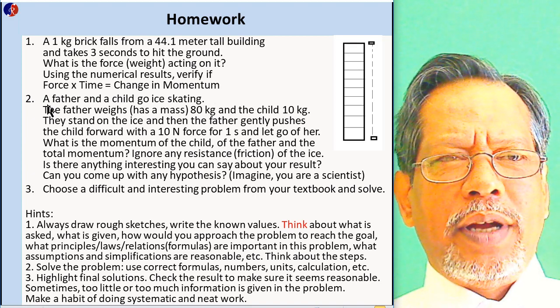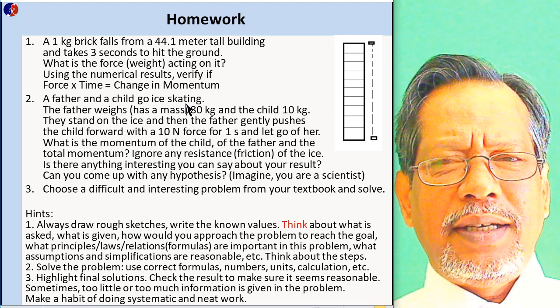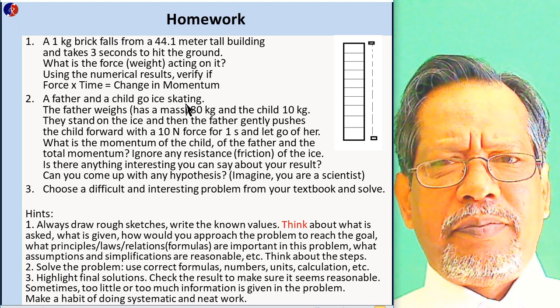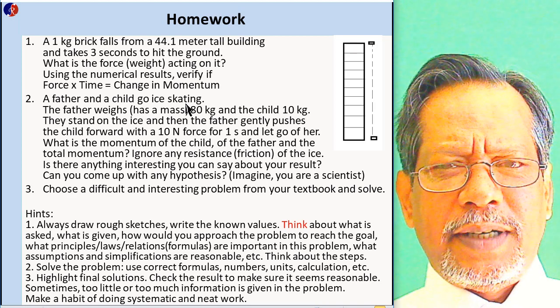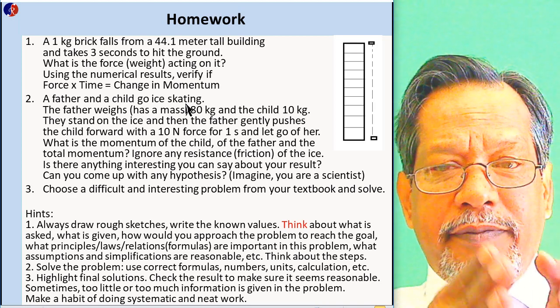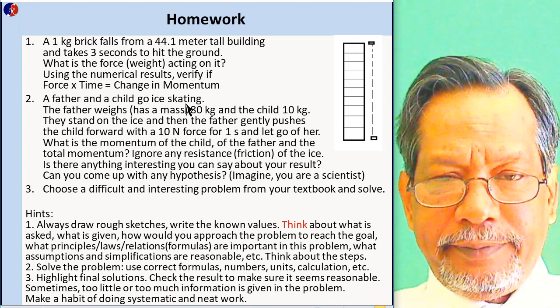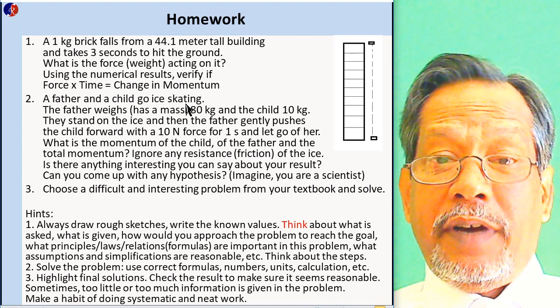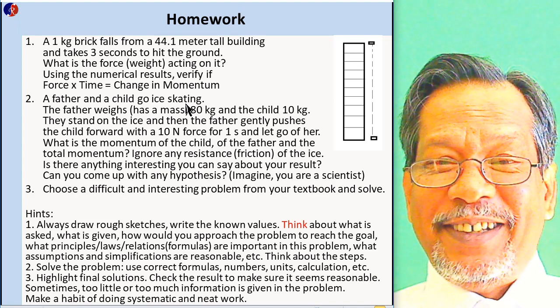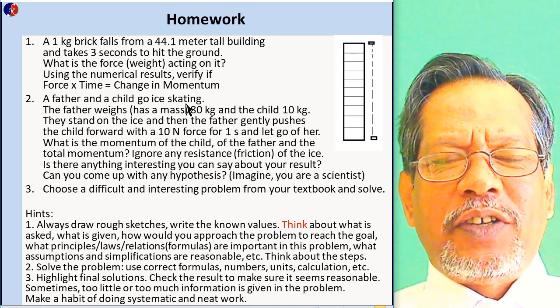Okay? The second one: a father and a child go ice skating. If you don't know what ice skating is, look it up on the internet. It's on a special kind of shoes. On plain ice, you can move. Very interesting. How do you move on ice? It's very difficult to understand. But let's say they go there.